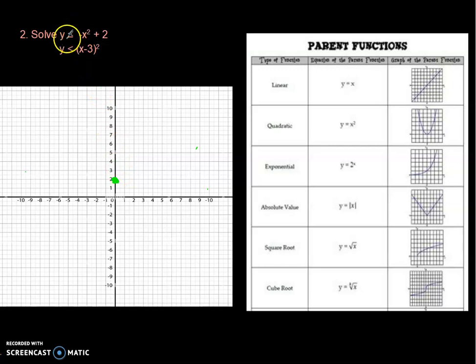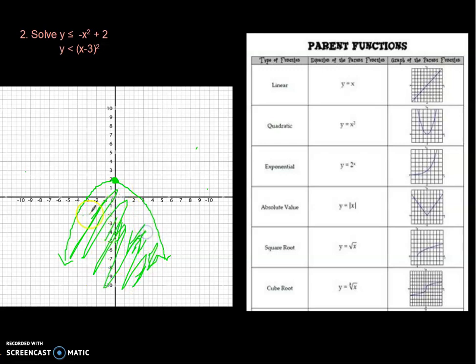Since this has an equal sign underneath the less than, that means it'll be a solid line. Again, the parabola faces downwards because of the negative amplitude for x squared. And since it's y is less than, that means we shade everything below. And keep in mind, these are just sketches, so it's not going to be totally exact right now.